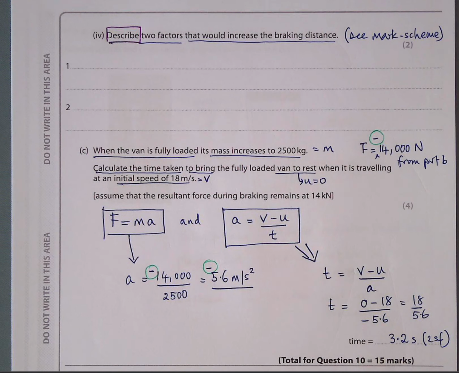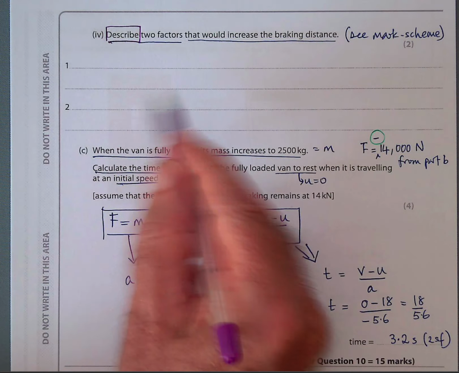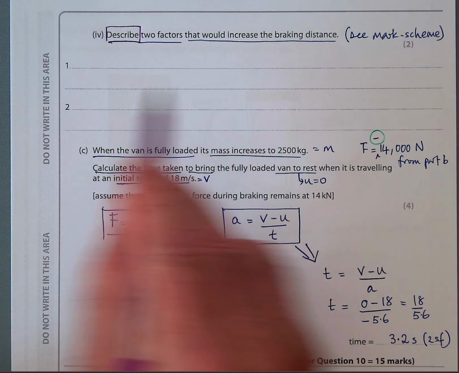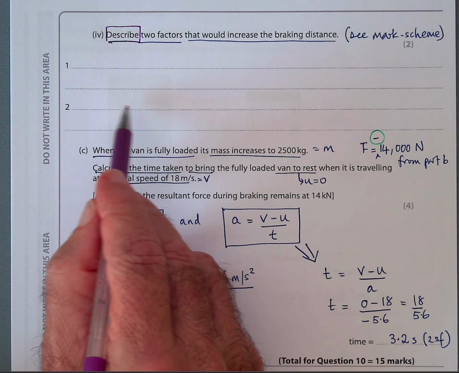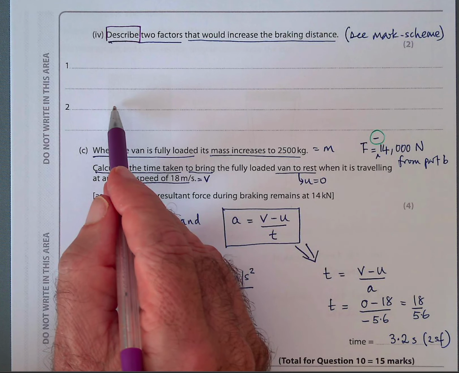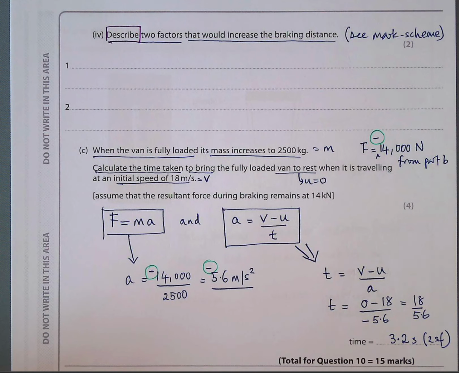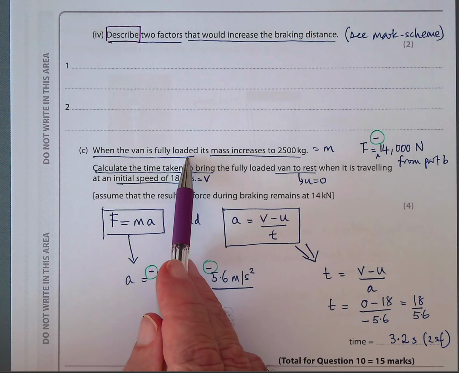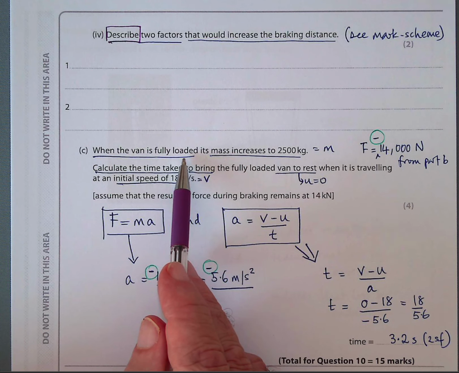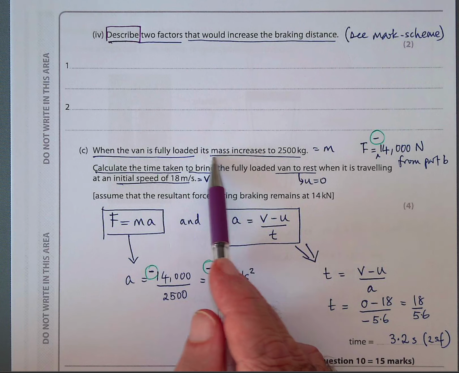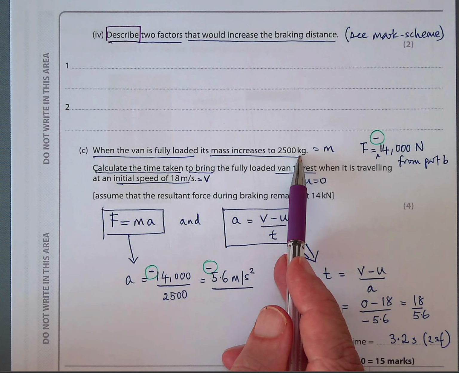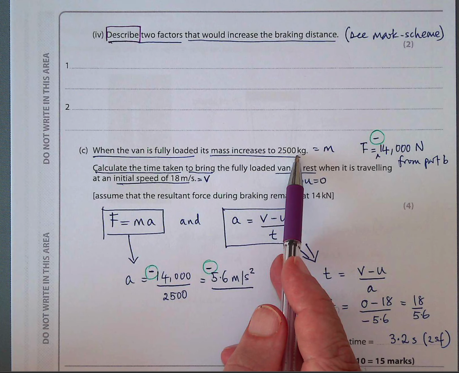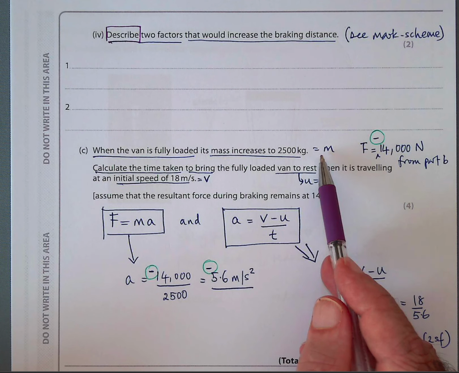So it's not enough just to put mass or speed. Increased mass, increased speed. Yes, less friction on the roads. Give an example, wet or icy conditions. Then it says, when the van is fully loaded, that means it's full of equipment or something, its mass increases to 2,500. I think before it was 1,500 kilograms. I'm not sure on the previous question. So this is the mass.